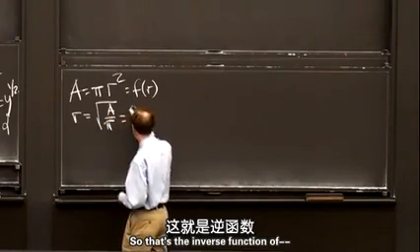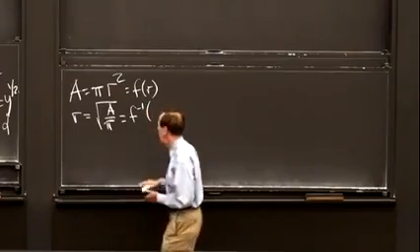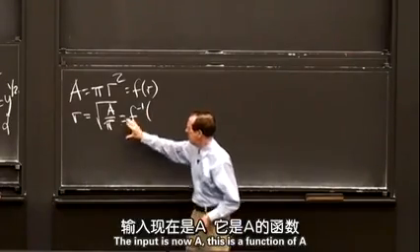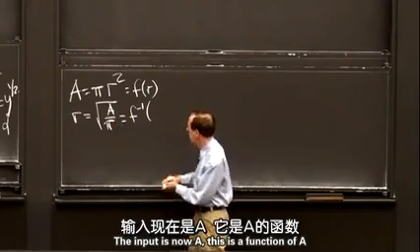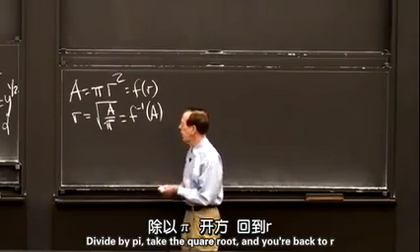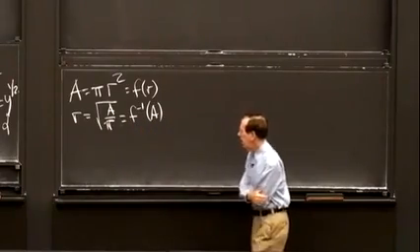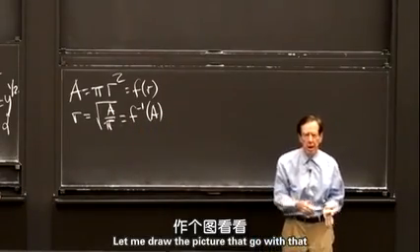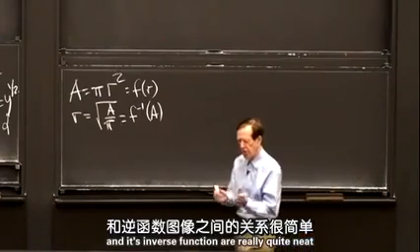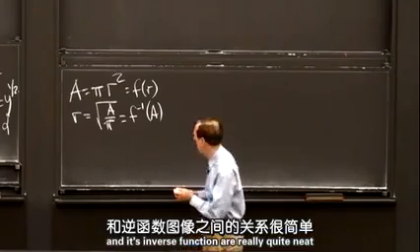So that's the inverse function. Is it a function of r? No way. The input is now a. This is a function of a. Divide by pi, take the square root, and you're back to r. Let me draw the pictures that go with that, because the graph of a function and its inverse function are really quite neat.